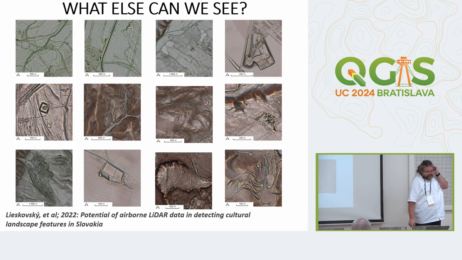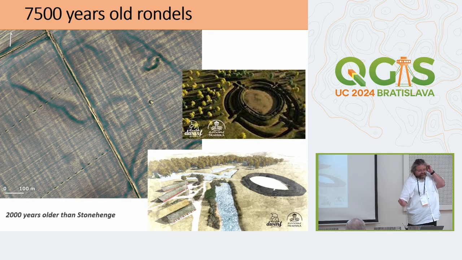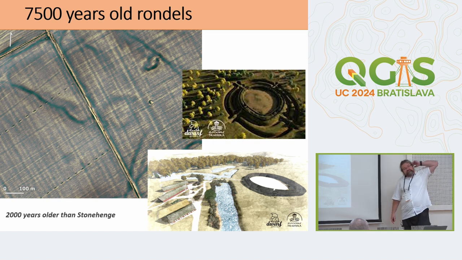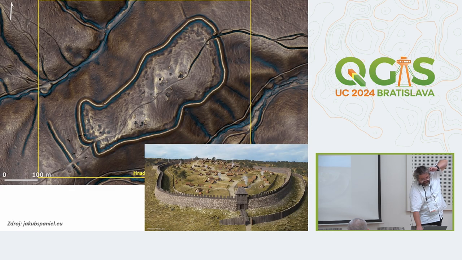And now I'm going to the conclusion, what else can we see? We can see many, many things. For instance, probably you know Stonehenge. But maybe you heard about the rondel. Rondels are features like Stonehenge, but they are 2,000 years older. And we were able to identify them in the LIDAR data. Also, like I told, fortified sites. You can see the reconstruction of those sites.